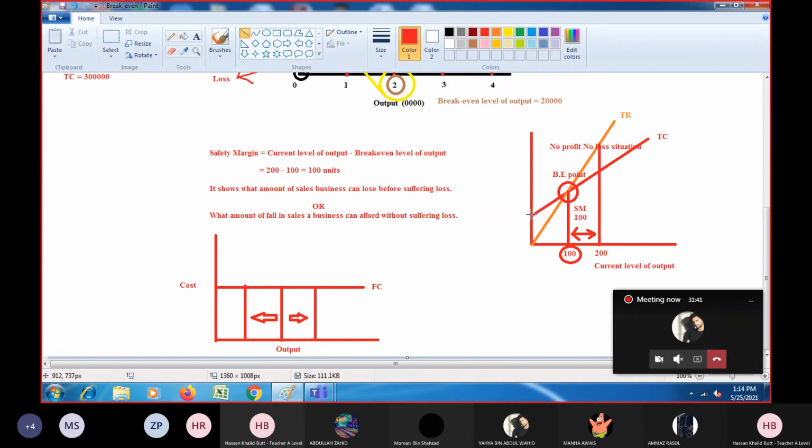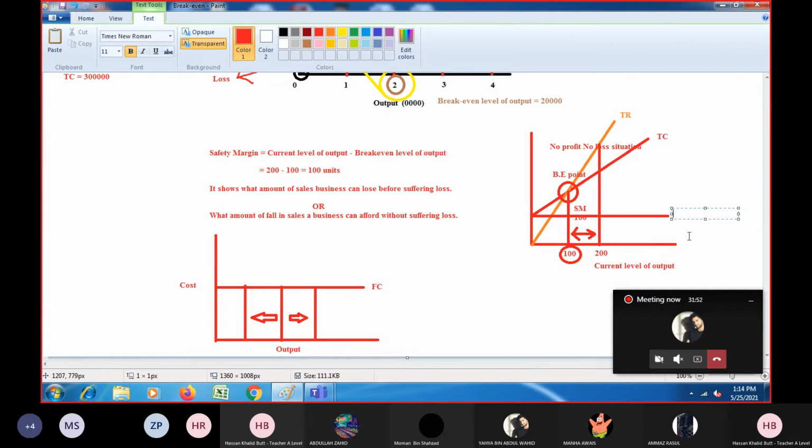It will start from right there, the total cost curve, right? It will be a straight line, this way. This will be a fixed cost curve, which can be drawn on a break-even chart as well. And it always starts from the total cost.